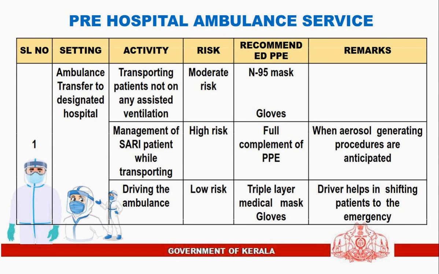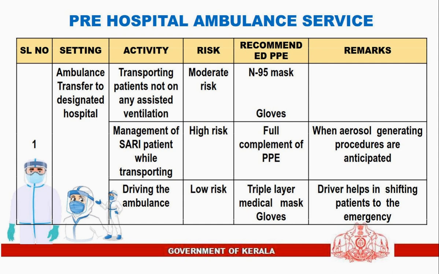In the table shown here, we can see in what situations which type of personal protective equipment must be used by the ambulance drivers. The ambulance drivers pass through low, moderate, and high risk of exposure based on the profile of the patient being transported. If the driver is transporting a general patient, the risk of disease transmission is low. The drivers must wear a 3-layer mask and gloves.